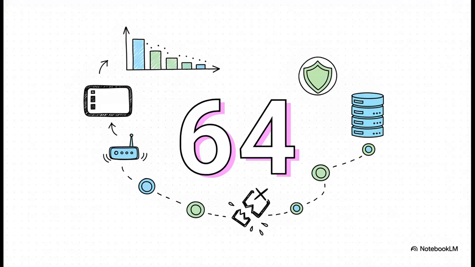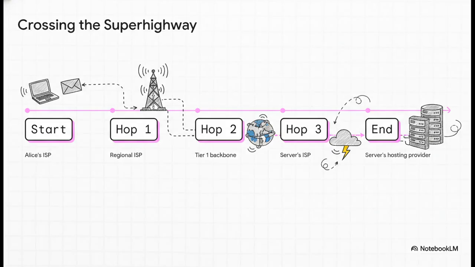Now, before it leaves, our packet is given a number, usually something like 64. This is its time to live, or TTL. And you can think of it as the packet's stamina bar. At every single stop it makes, this number goes down by 1. If it ever hits 0 before reaching its destination, the packet just gets discarded. This is a super important safety feature to stop lost packets from just wandering around the internet forever, clogging everything up.